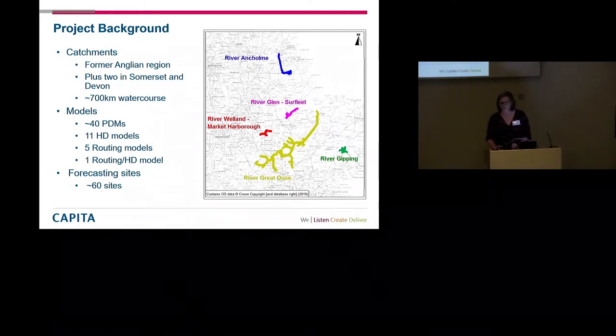So for about 700 kilometres of watercourse, we have developed approximately 40 PDMs, 11 complex hydrodynamic models, and about 6 routing models. Within these models, there are about 60 forecasting sites where the models needed to be calibrated. Just to clarify, if you need a forecasting site within a Flood Modeller model, you basically take it from one of the nodes, a bit like extracting results.